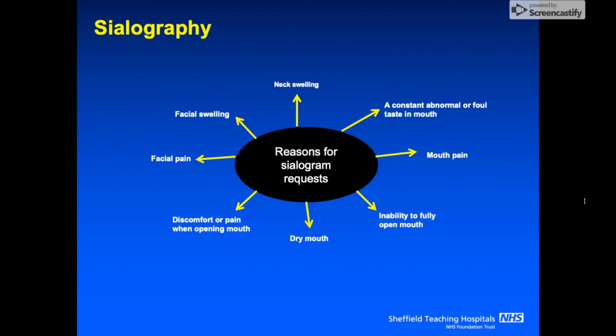The main reasons for sialogram requests include a constant abnormal or foul taste in the mouth, pain, inability to fully open the mouth, dry mouth, discomfort or pain when opening the mouth, facial pain, and facial swelling.